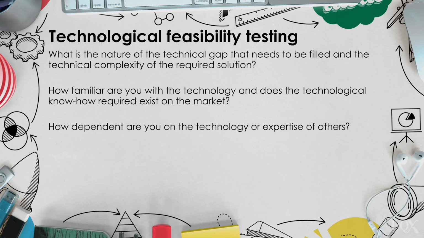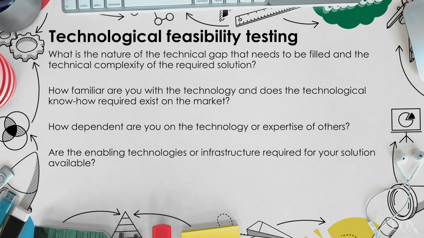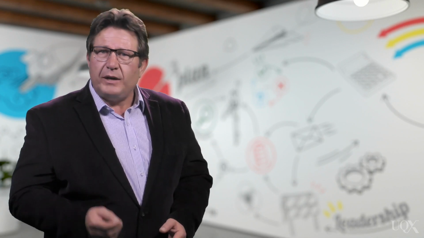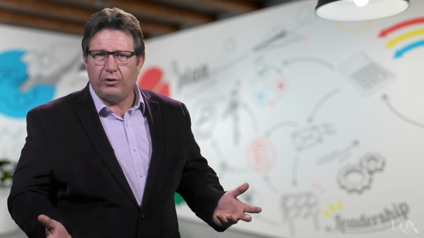If you rely on someone else's proprietary technologies, you must ensure that it is safe to use and that supply is secure. Are the enabling technologies or infrastructure required for your solution available? For example, an electric vehicle would struggle to generate mass market adoption in the absence of widely available charging stations. Technical feasibility testing is difficult as we do not have a universal approach.